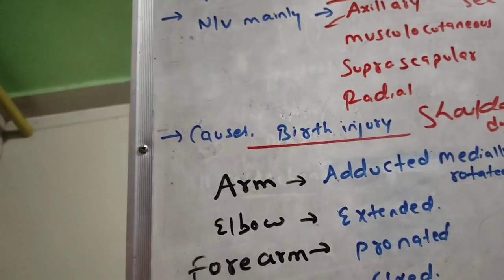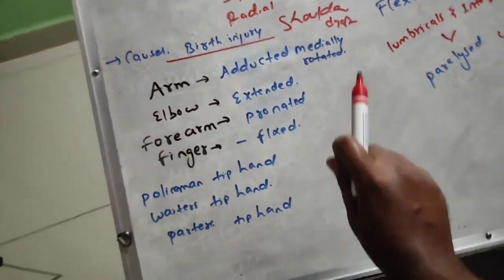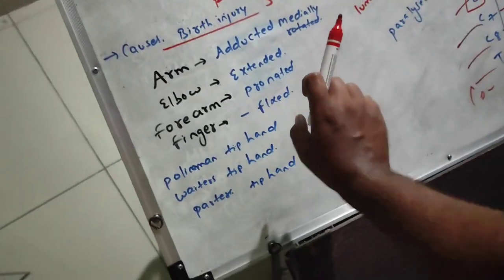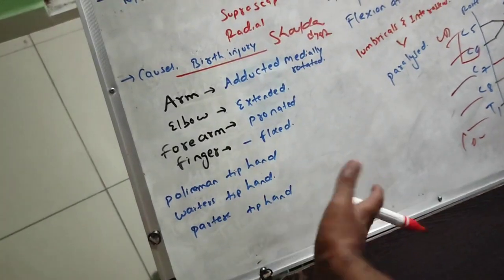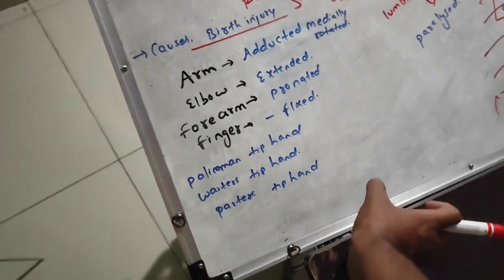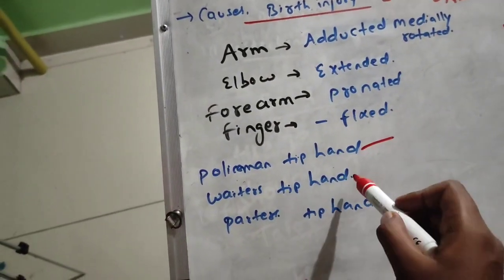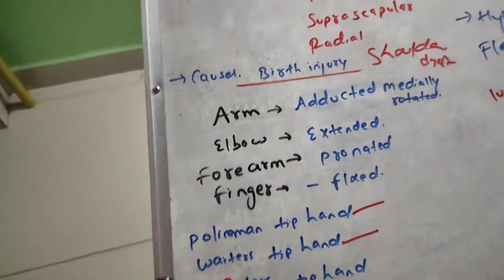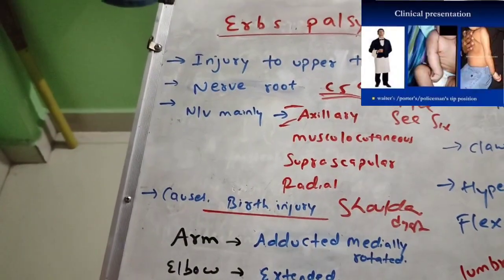So what are the features? The arm is adducted, the elbow is extended, the forearm is pronated, and the fingers are flexed. It looks like the policeman's tip hand, waiter's tip hand or porter's tip hand. See the image. These are the questions they are going to ask in Erb's palsy.